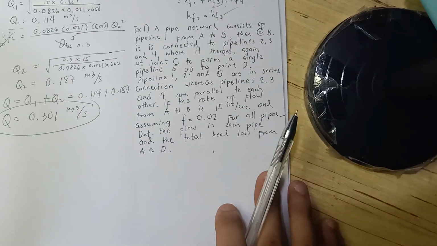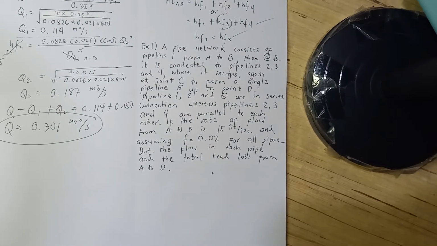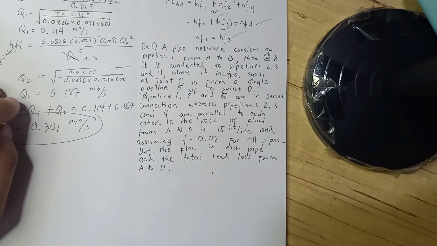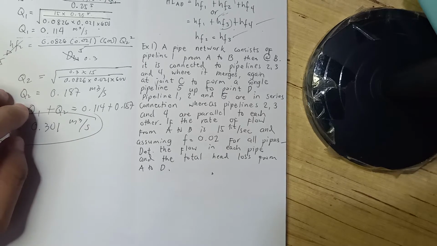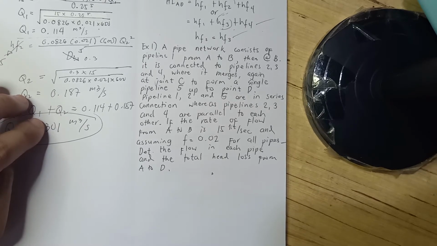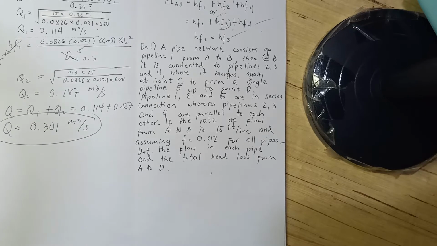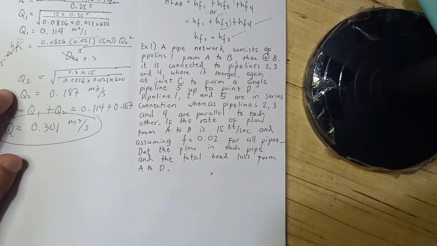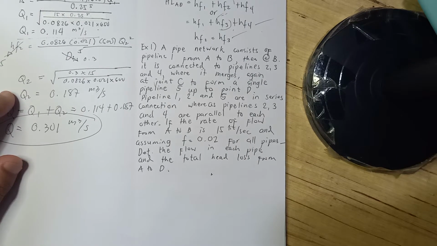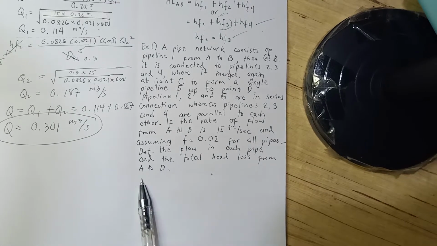So, the solution is a bit long, no? A pipe network consists of pipeline 1 from A to B. Then at B, it is connected to pipelines 2, 3, and 4, where it merges again at joint C to form a single pipe 5 up to point D. Pipelines 1, 2, and 5 are in series connection, whereas pipelines 2, 3, and 4 are parallel to each other. If the rate of flow from A to B is 15 liters per second, and assuming F equals 0.02 for all pipes, determine the flow in each pipe and the total head loss from A to D.